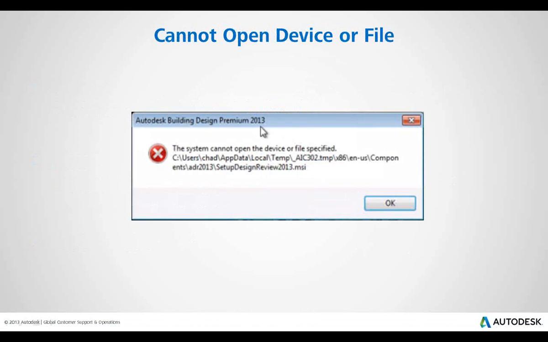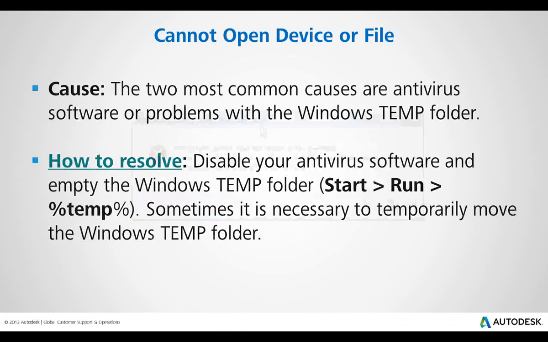Here's one that's actually going to lead us to two best practices. We get to kill two birds with one stone in this case. We see this error way too often. In this case, it's the system cannot open the device or file specified, and then it points to some file. A lot of times we'll see it with the Design Review 2013, but it can be a setup.exe, or just about any of the install files can show up here. And there are a couple of things that can cause that particular message.